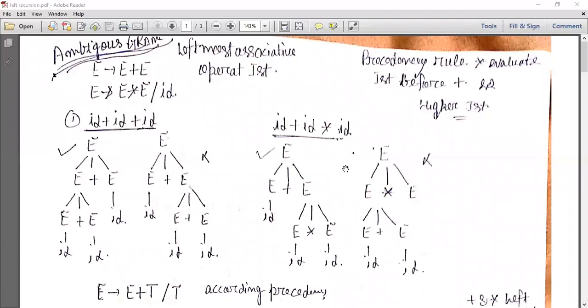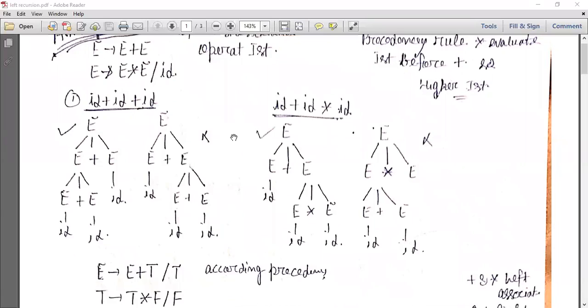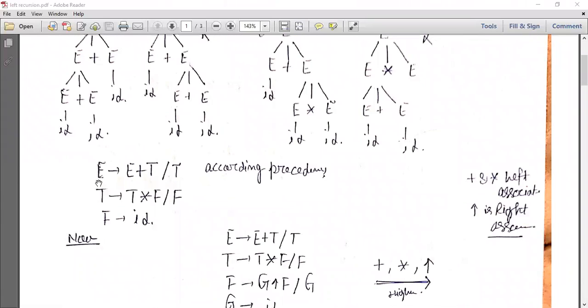In a compiler, we always prefer the left associative derivation tree. And the precedence rules, we already know what the precedence rule is. Simply, asterisk has higher precedence in comparison to plus. So how do we check whether a particular operator is left associative or right associative? We can use this example.